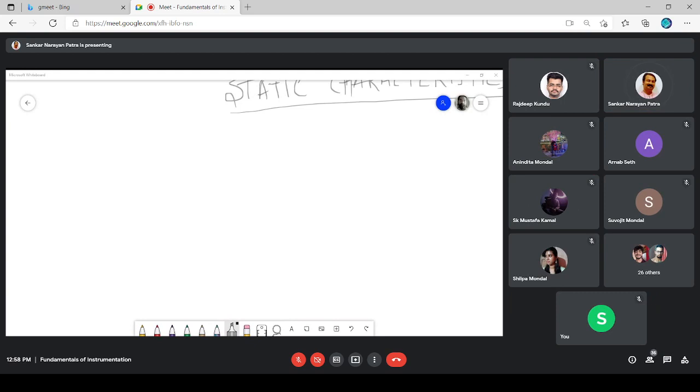Okay. So these are the units, standard units. When we are talking about calibration, we have to say that the static calibration process requires the presence of a standard.